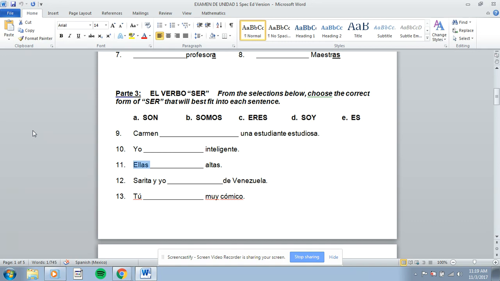You're going to use A once, B once, C once, D once, and E once. Número 12, number 12, the subject is Sarita y yo. Two people and I'm one of them. So think about which box you use when it's more than one person and I'm one of them. And then find the verb out of A, B, C, D, or E and bubble that letter in for number 12.